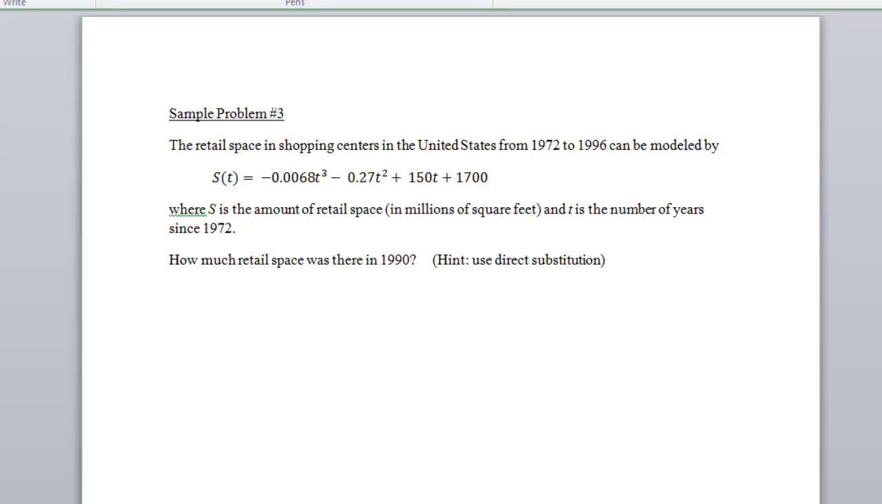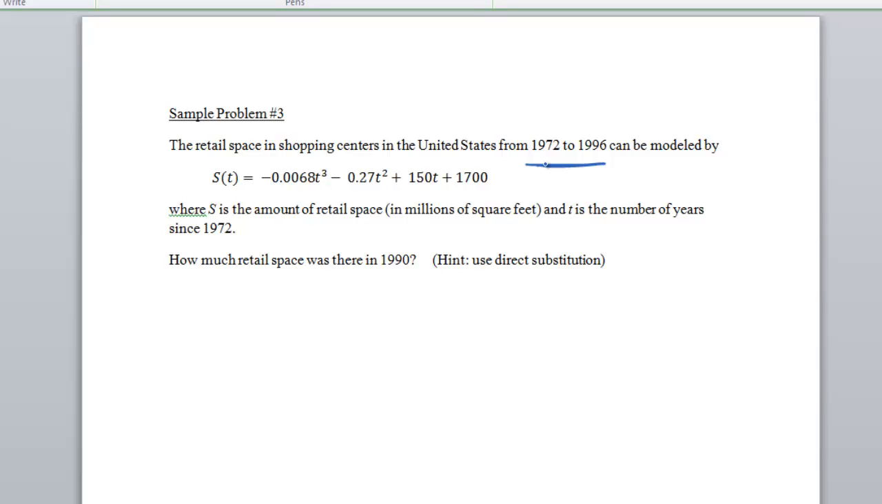It says retail space in shopping centers in the United States from 1972 to 1996, and so that's probably going to be some very important information, can be modeled by the given function. You can see we have a polynomial function, third degree, with an S and a T. So we really need to be familiar with what the S and the T are representing, because they're going to have to give us some S, or a T, or some information on what to find.